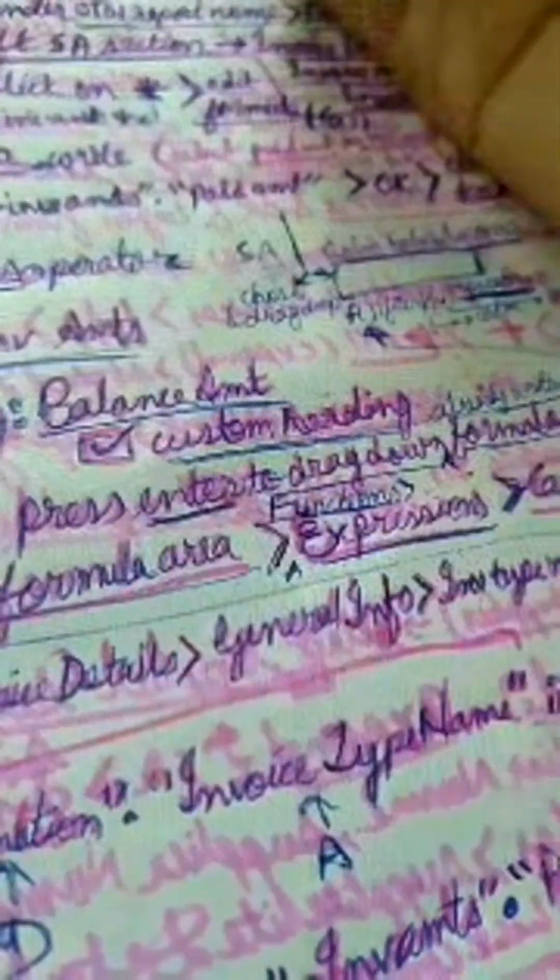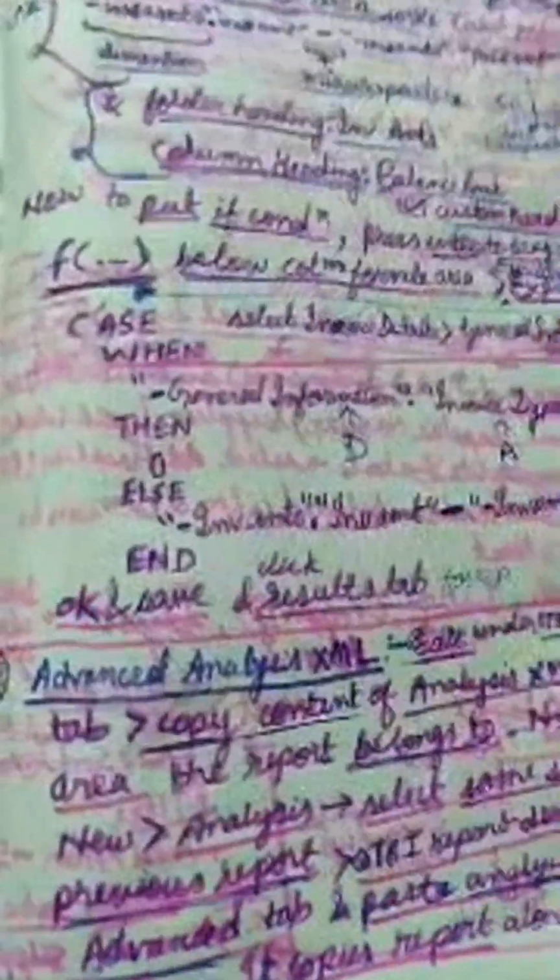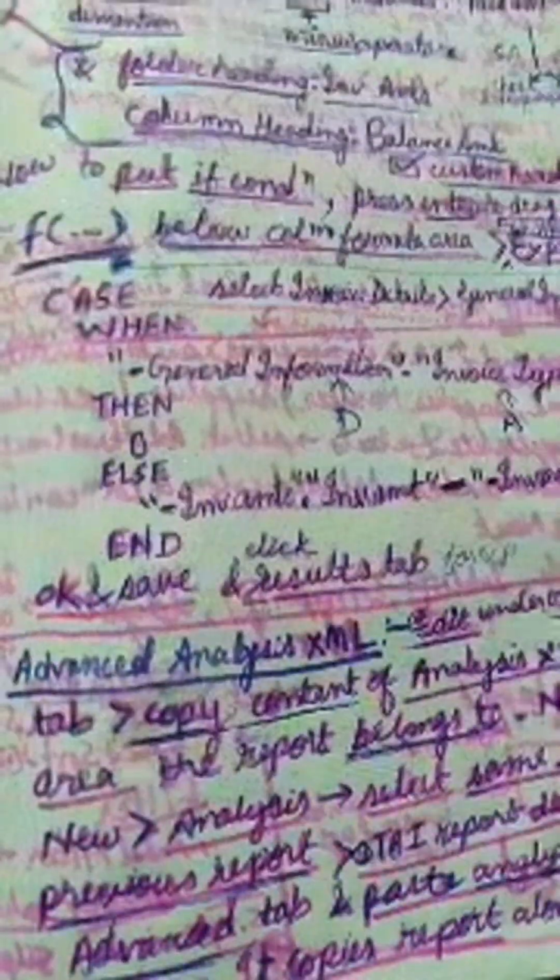So we'll go to advanced tab, we'll paste the analysis XML copied content from the previous one, and it copies the report along with all the conditional formatting. So if we want to basically copy a report, or rather analysis, we can do it using this option. In the advanced tab, we copy the analysis XML, and we need to choose the same subject areas as the previous one, whatever the report we are copying from.